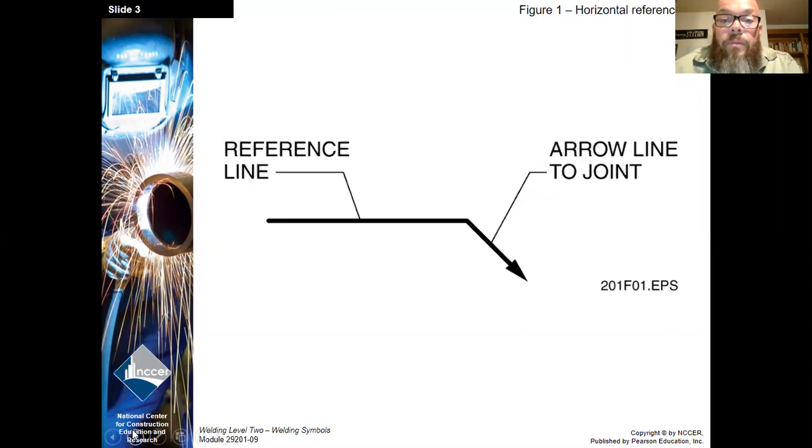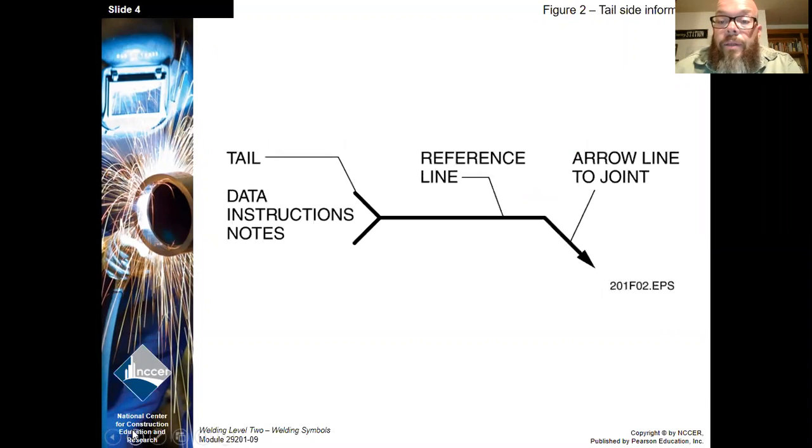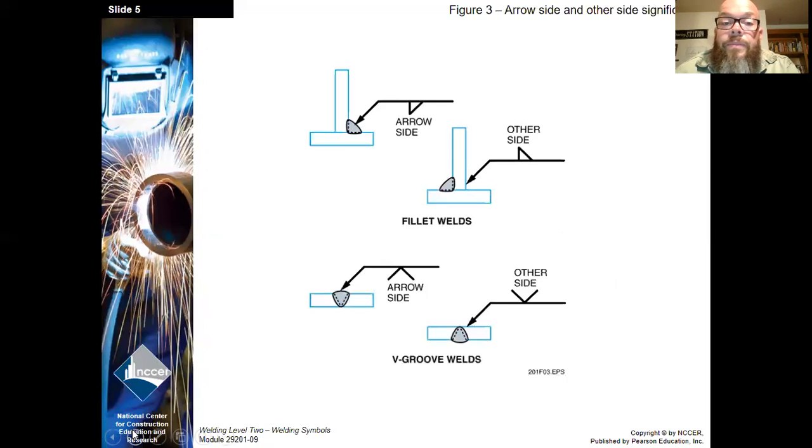Okay, so the basic parts of the weld symbol are shown here, the reference line and the arrow line to the joint. Now here we've also added a tail, still with the same reference line and with the arrow line. Within the tail, you'll have data, instructions, and notes. When we use symbols for our weld prompts, when we do our welding contests here, that's where we put which electrodes to be used, or any other special instructions would be placed within the tail of the symbol.